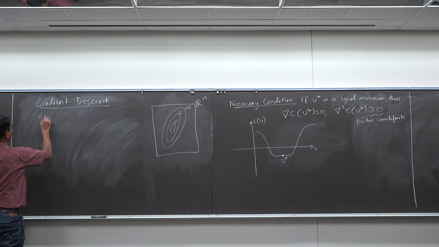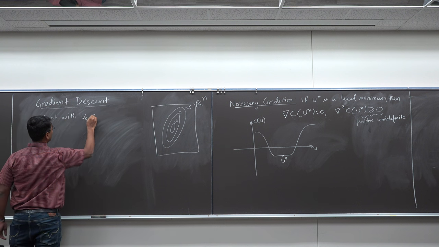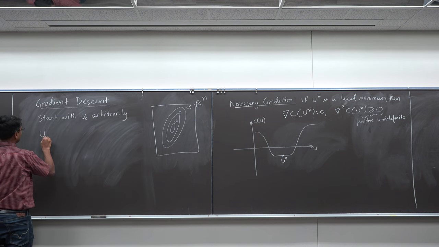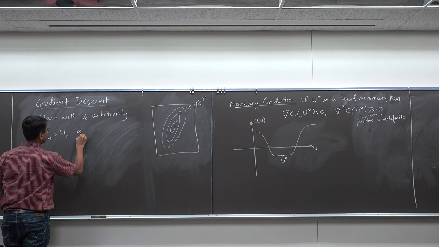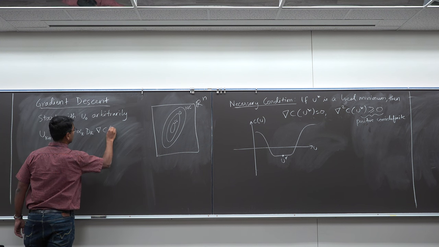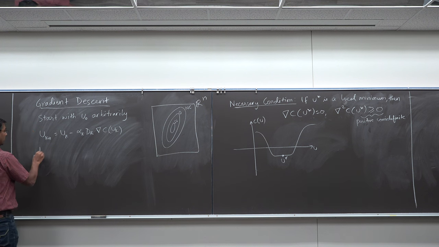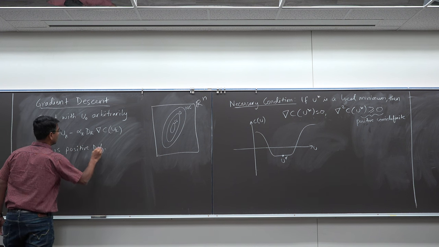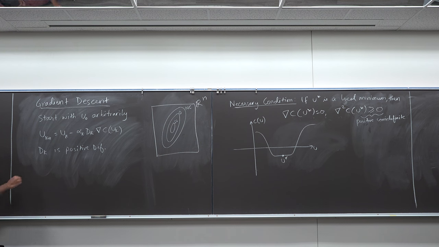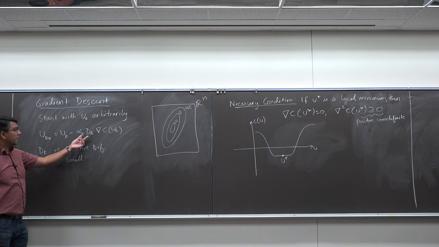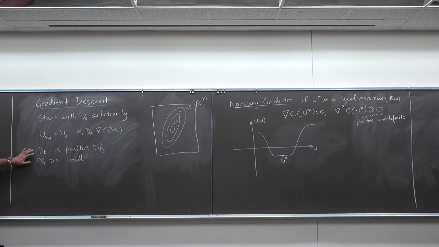Basically you start with U0 arbitrarily. And then you run the iteration u_{k+1} equals u_k minus alpha_k D_k times the gradient of C evaluated at u_k. And D_k has to be a positive definite matrix, and alpha_k is a small positive number. The reason I write alpha_k and D_k is because you can change these matrices over time, as long as D_k is positive definite and alpha_k is small.